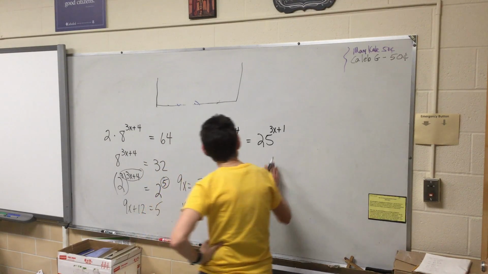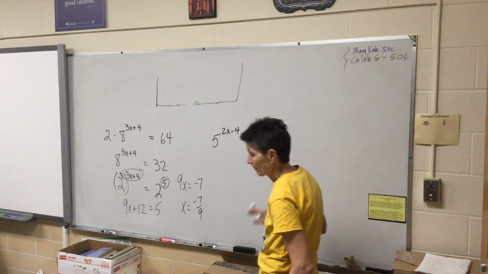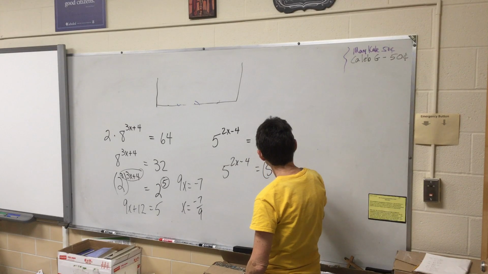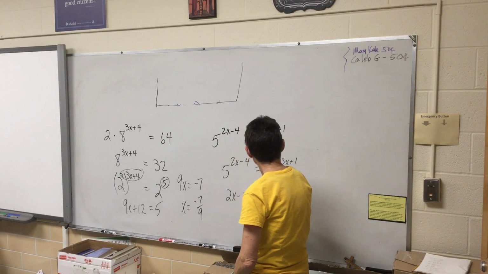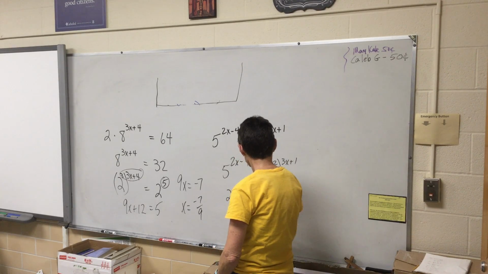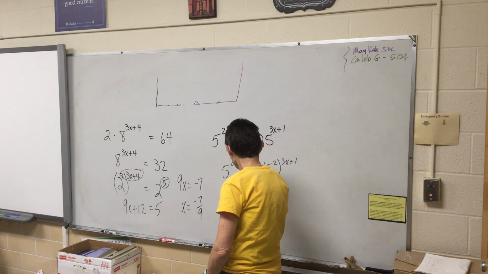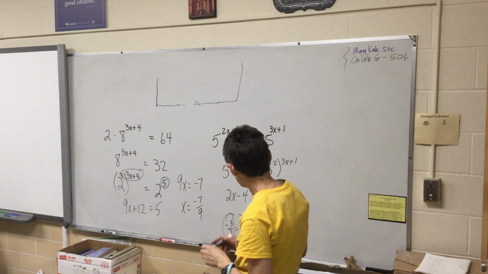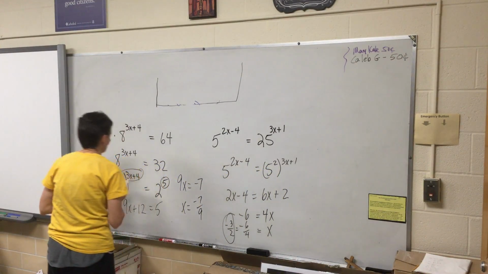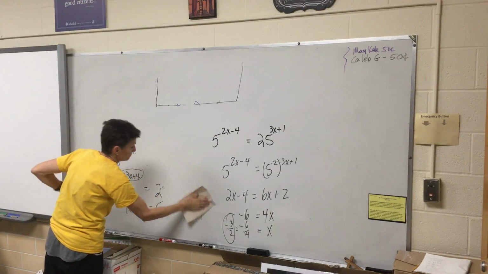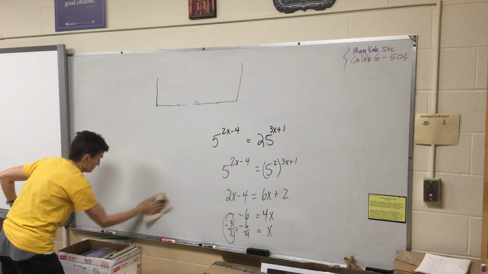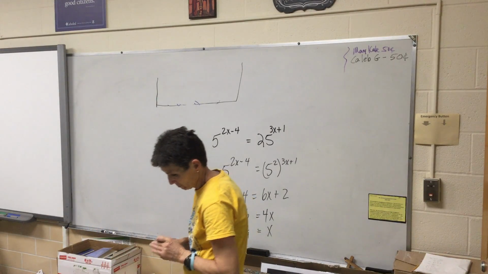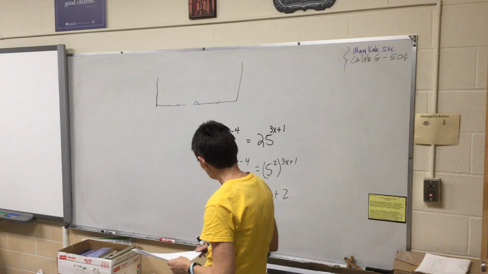Okay? All right, what about this one? You would make it, instead of 25, it would be 5 squared. Yep. And then you distribute that with the 3x plus 1. Go ahead and work it out and tell me if you get what I got. Yep, I got -3/2.